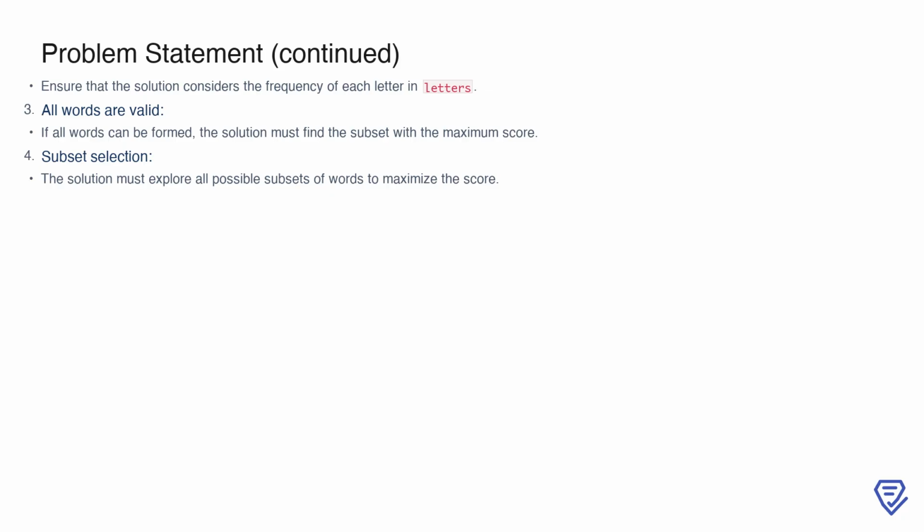When solving this problem, it's essential to consider a few key edge cases. First, there may be scenarios where no valid words can be formed due to unavailable letters, resulting in a score of 0. Second, the solution must account for the frequency of each letter in the input, ensuring that letters are not overused. Third, if all the words in the list can be formed, the goal is to identify the subset of words that yields the highest possible score. Finally, the problem requires exploring all possible subsets of words, which introduces a need for efficient algorithms to handle the constraints and maximize the score effectively.